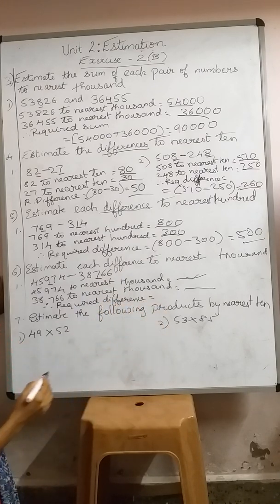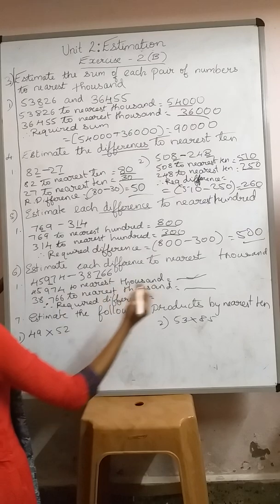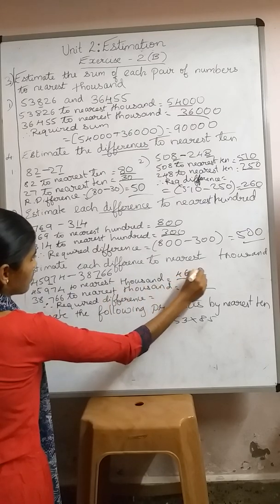Let us see the required difference, how much we will get. Fine. Now what we need to do? We need to add 1 to the thousands place. So what do we get? 46,000.